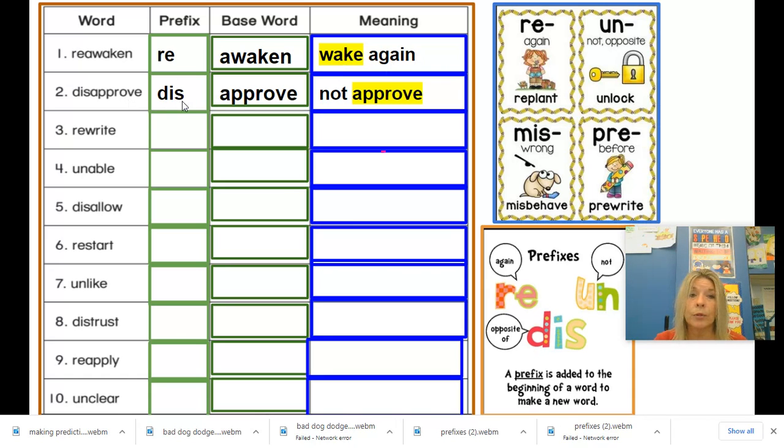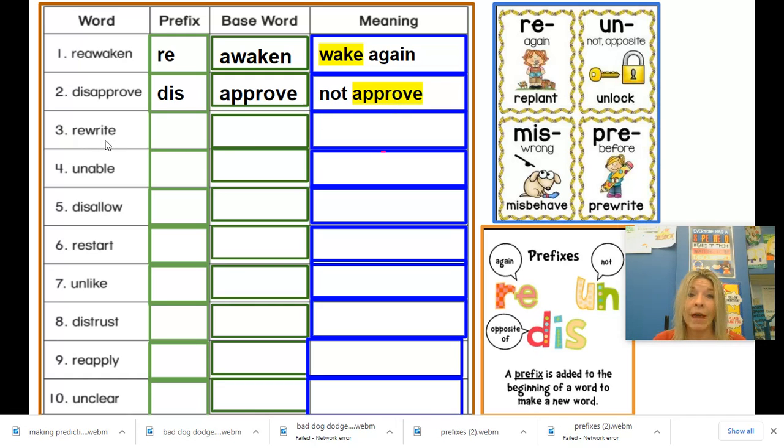When I look at disapprove, our prefix is dis, and our base word, our root word is approve. Approve is a full word, a complete word. But what does disapprove mean? Well, that prefix means not or the opposite. So if you disapprove of something, you do not approve of it. Your parents might disapprove of you eating dessert before your dinner. They do not approve of that. Let's do the next 2.